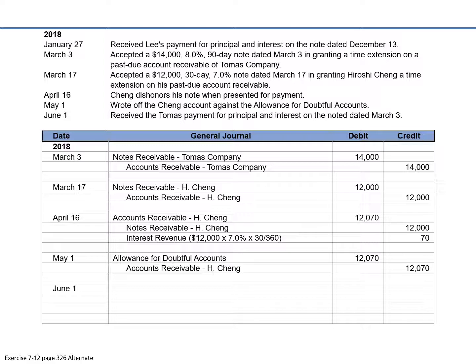And then on June 1st, we received payment from Tomas. So the note receivable for Tomas is going to be reduced to 0. We do that with a credit of $14,000. The interest for that note, 8% times 90 divided by 360, is $280. And we're going to record cash for $14,280. Okay?